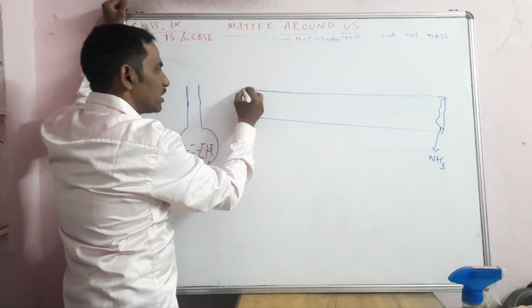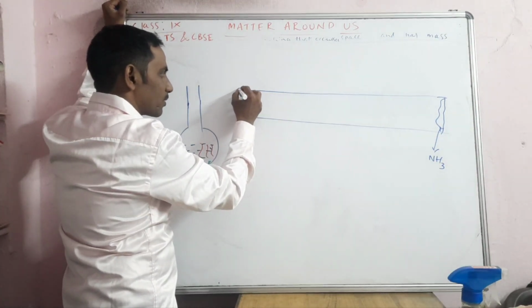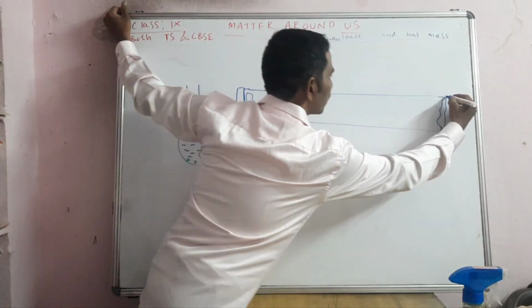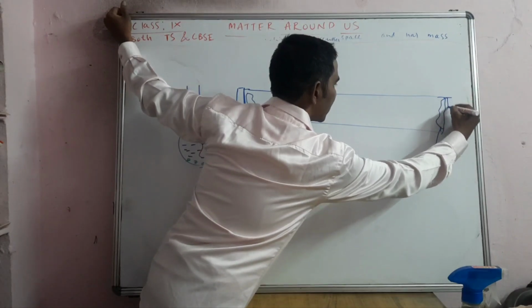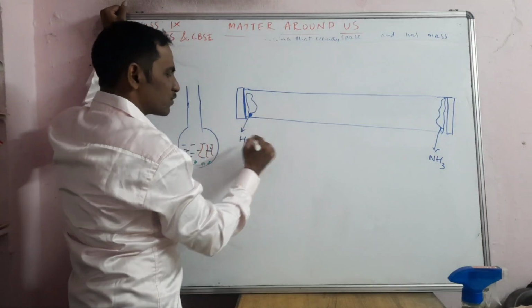Then what you do, you keep a cork. Cork means like a rubber stopper, so thereby you are not allowing the outside air to come inside. That is the meaning. Now see what will happen when these two substances combine.